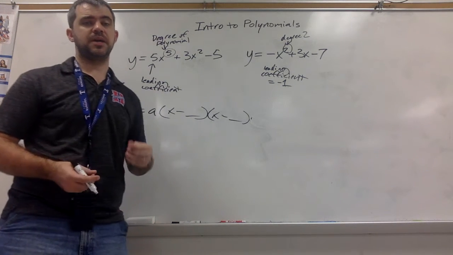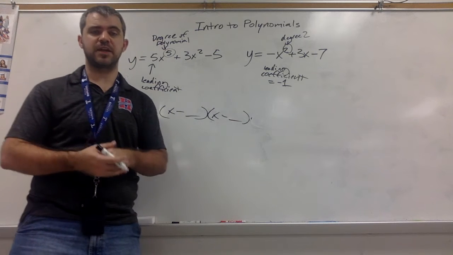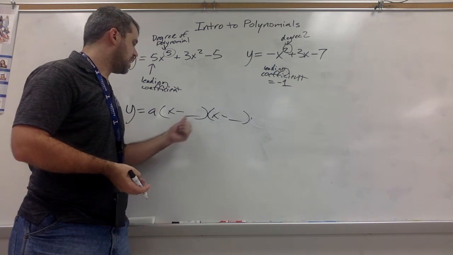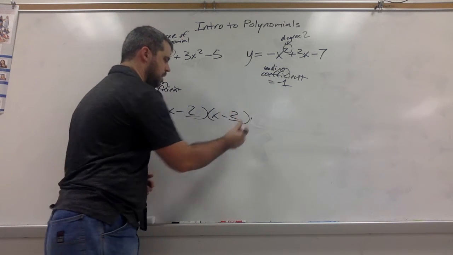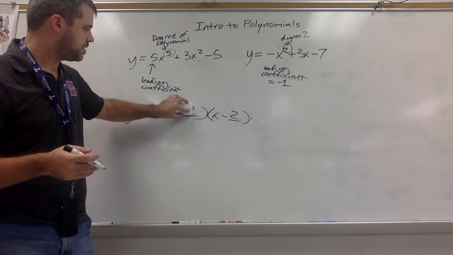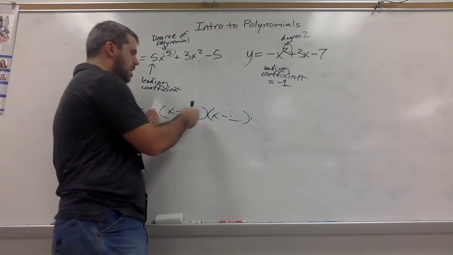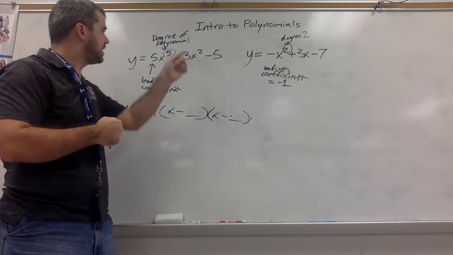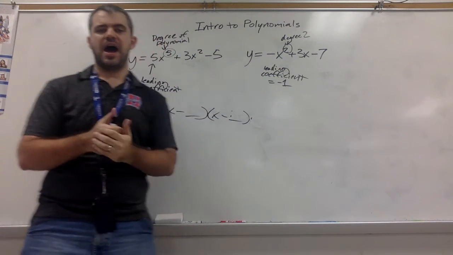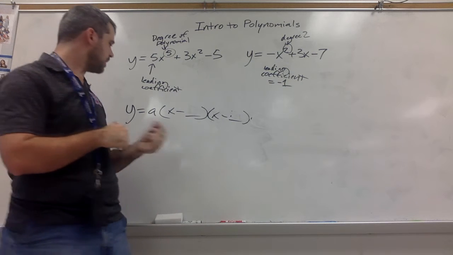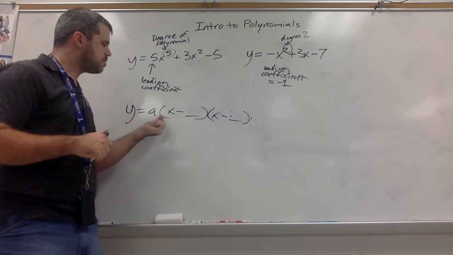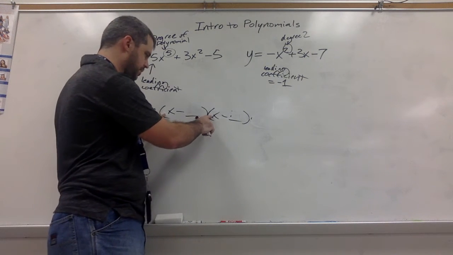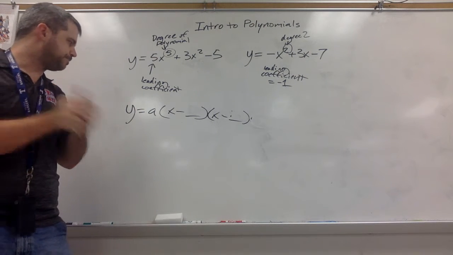Now, these roots could be positive, negative. They could be imaginary or complex. You could have a double root, something like this. Okay, but the degree of the polynomial tells you how many roots we're going to see like that. That's actually called the fundamental theorem of algebra, that the degree tells you how many roots there's going to be. Now this a right here, if you multiply all these out, this will still be the leading coefficient, as long as you don't put any numbers in front of these x's here.